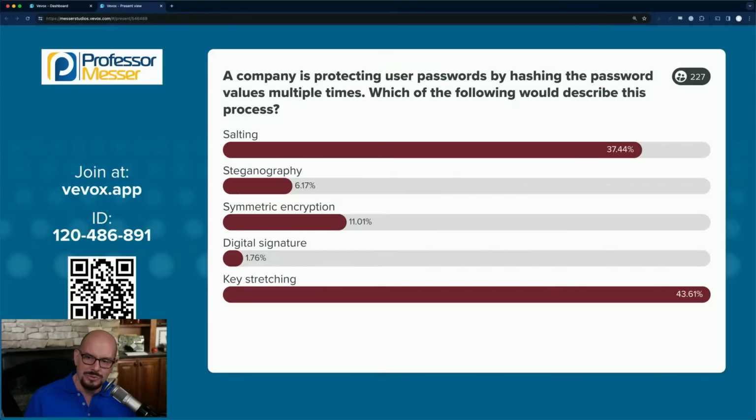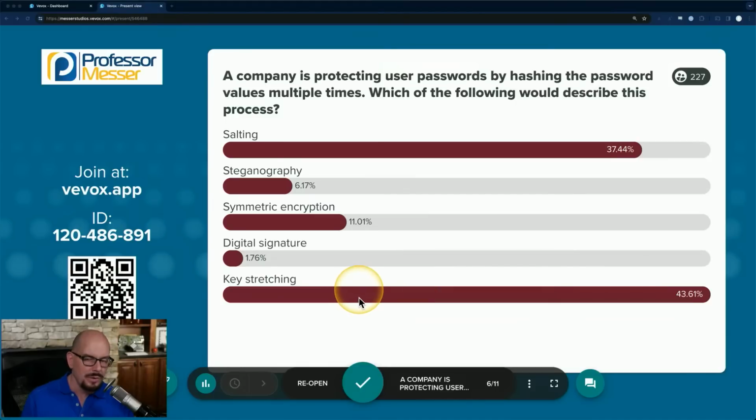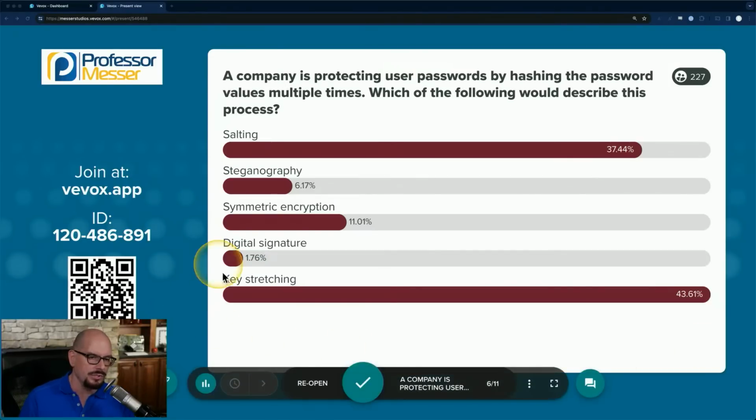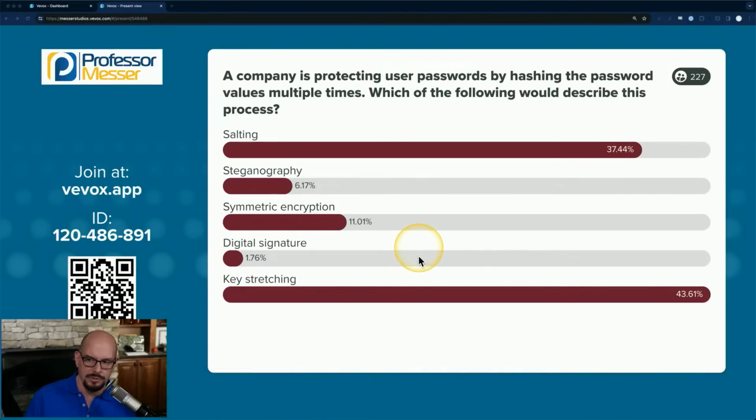And we got another sort of a tie to be able to work through these. Let's see how you did with this. We have 43% that say key stretching. We have salting at 37%. Two big numbers, and then everything sort of drops off after that point. We've got 11% that say symmetric encryption. We've got steganography at 6%, and then hardly anyone chose digital signature at 1%.